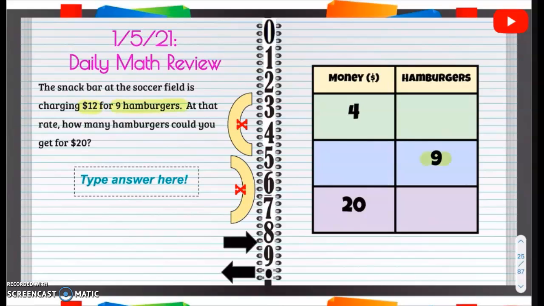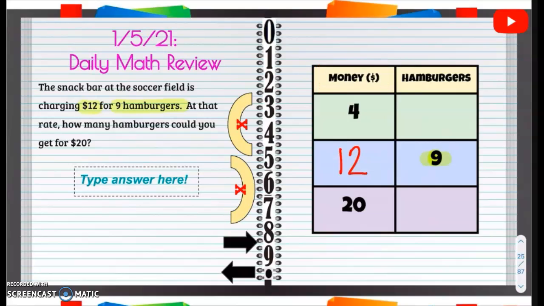Here's those hamburgers. So for 9 hamburgers, that's already in our table here. For 9 hamburgers, how much does it cost? Oh yeah, it costs $12. So I'm going to put in my table $12 because this is our money here. So $12 for 9 hamburgers.